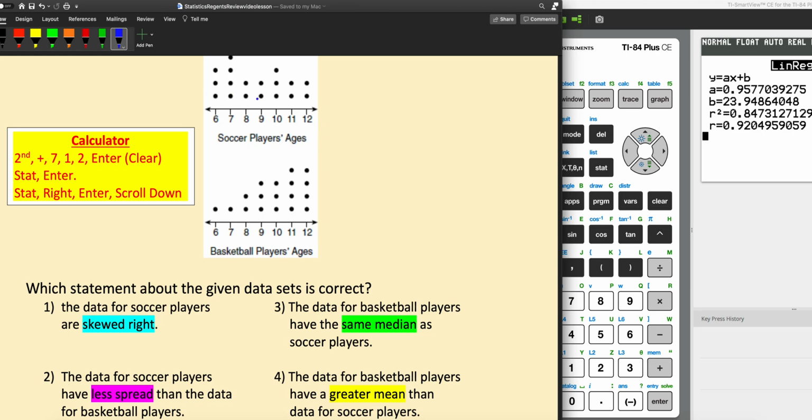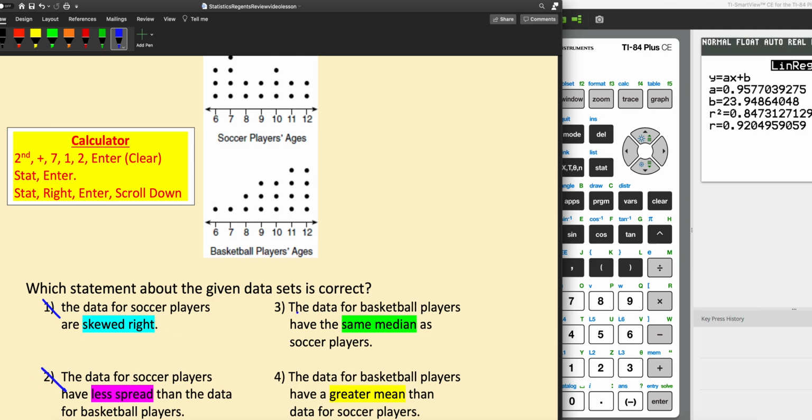Well, guys, as you look at the soccer players, that is clearly not the case. They are not skewed right. So, choice 1 is gone. So, you get rid of it. Choice 2 says the data for soccer players have less spread than the data for basketball players. Well, guys, the spread is the same actually in both. So, that is not true.